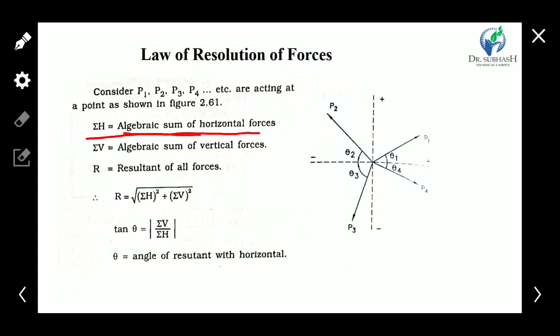So the algebraic sum of the horizontal components of all forces, and then the summation of the vertical components of all forces, the algebraic sum of the vertical components. Then the resultant is found as the square root of (summation of horizontal) squared plus (summation of vertical) squared, and the resultant direction with the help of theta is: tan theta is equal to summation of V upon summation of H, and the inverse gives the value of theta.